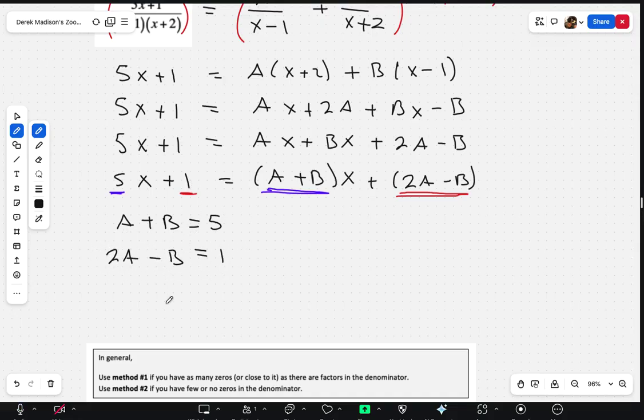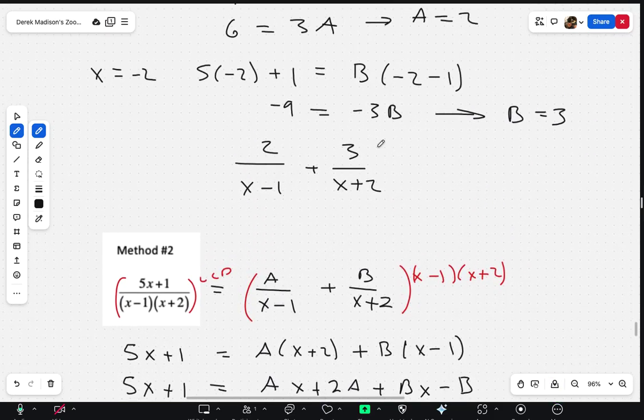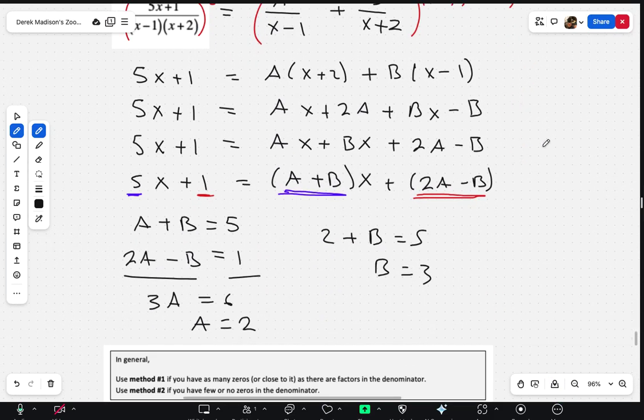equals that 1. And this is why this is in this section, is because now we have a system of linear equations. And these ones actually turned out great. I can just add those together. The b's will eliminate. And I have 3a equals 6 and a equals 2. Plugging that back in here and back solving, 2 plus b equals 5. And b equals the same 3 that I got back there. There's the same 2 and 3.